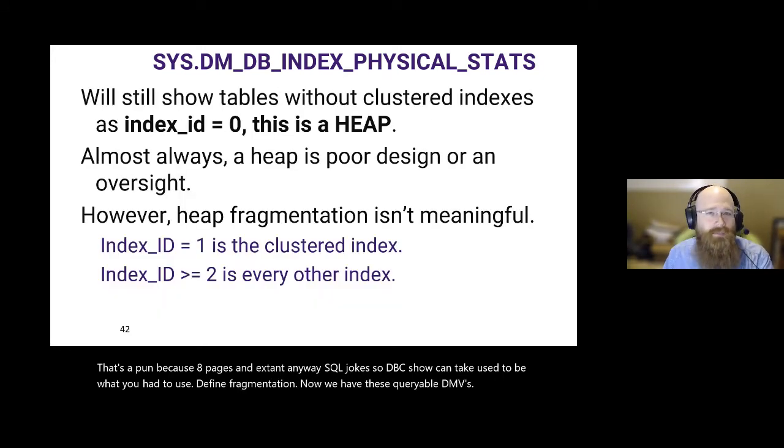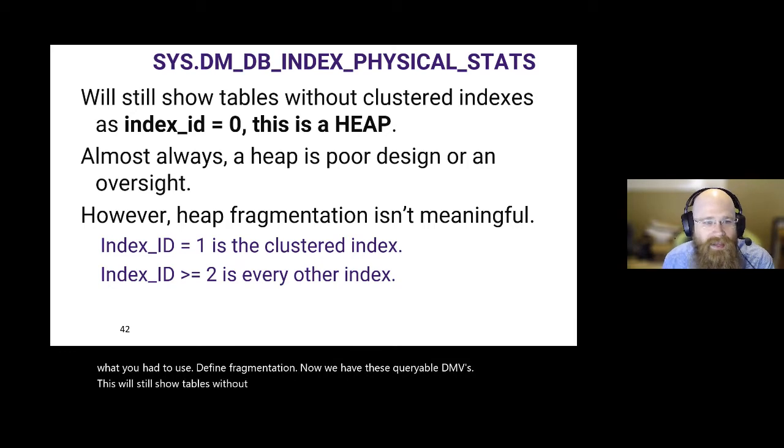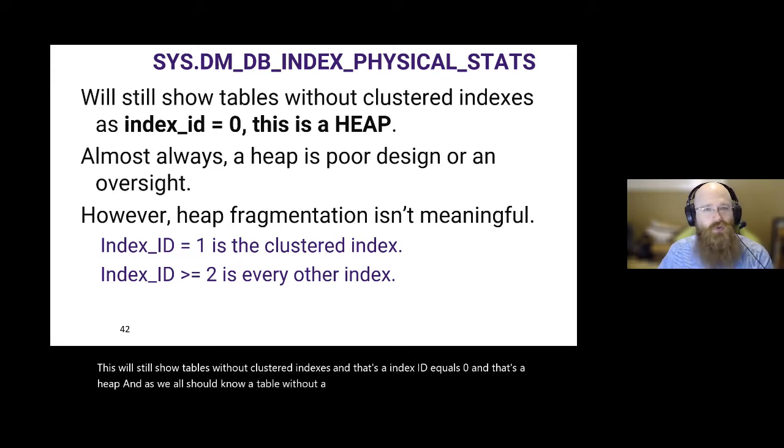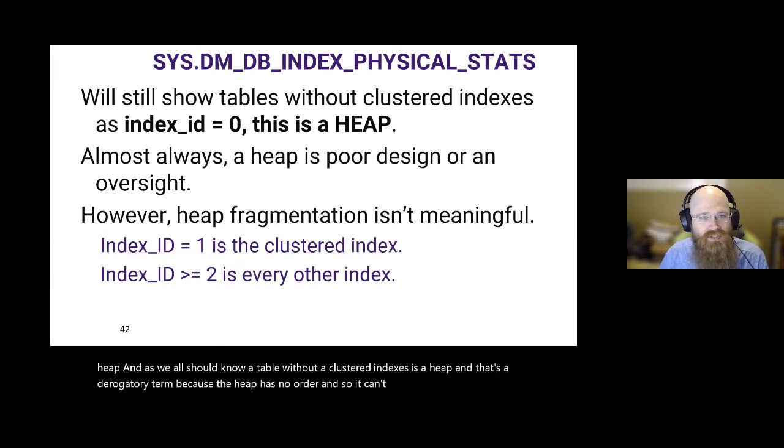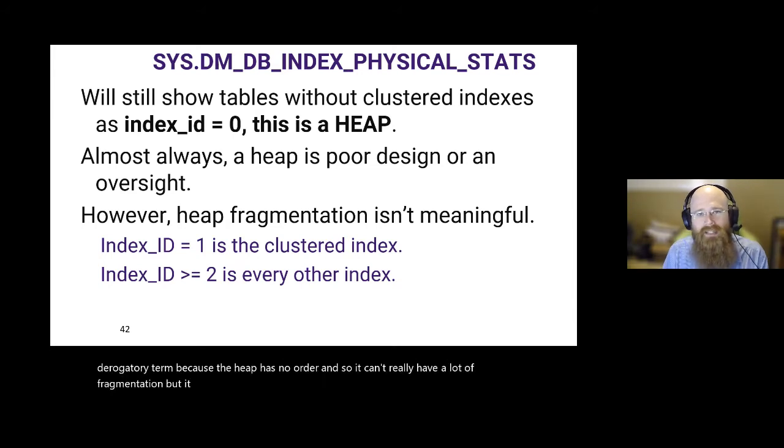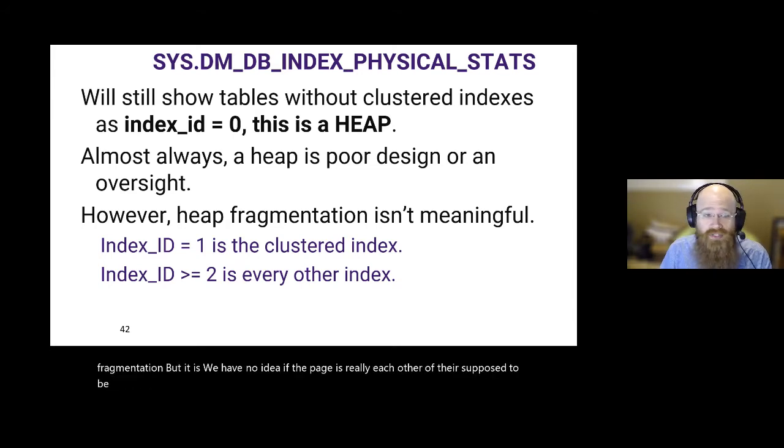This will still show tables without clustered indexes. And that's an index ID equals 0, and that's a heap. And as we all should know, a table without a clustered index is a heap, and that's a derogatory term because a heap has no order. And so it can't really have a lot of fragmentation because we have no idea if the pages are really next to each other, if they're supposed to be next to each other, because there's no order to the table.